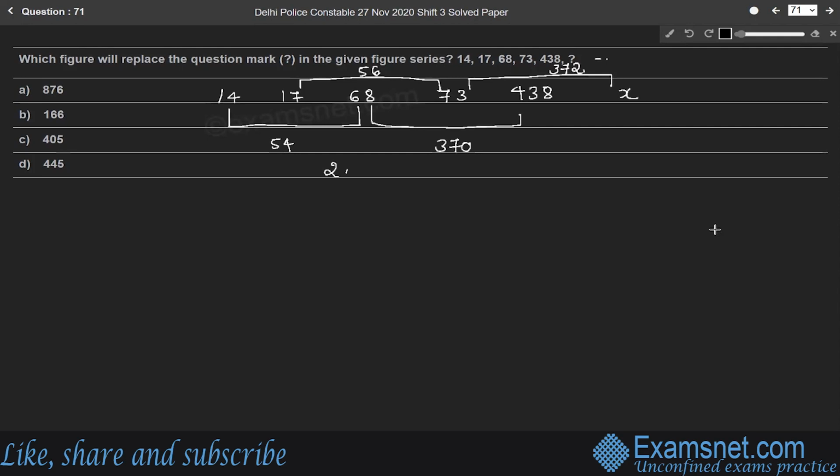Therefore, the difference between two differences will be again 2. Therefore, the last number has to be 73 plus 372, which is 445. Therefore, option D is the right answer.